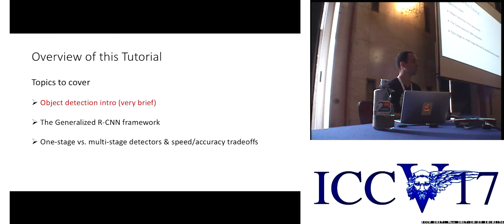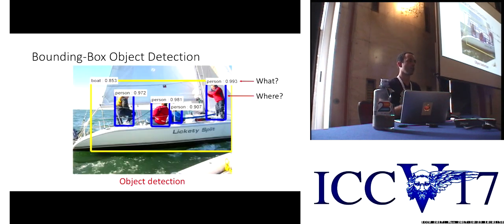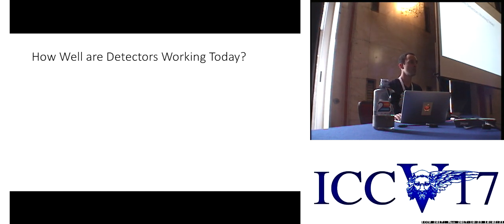So just to introduce object detection very briefly, the problem is typically formulated as predicting a bounding box, so that you can describe both what is in an image and where the things are located in an image. So for example, the output of an algorithm might look something like this, where you have the scene and there are people and a boat, and if your algorithm works well, it will correctly identify and localize these objects.